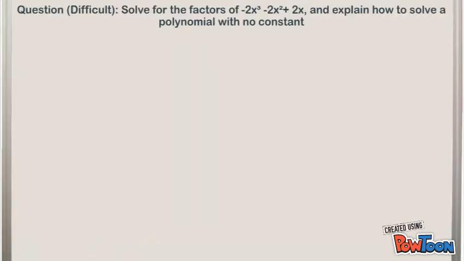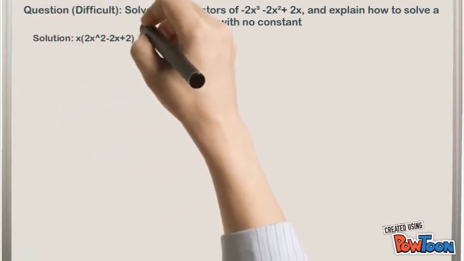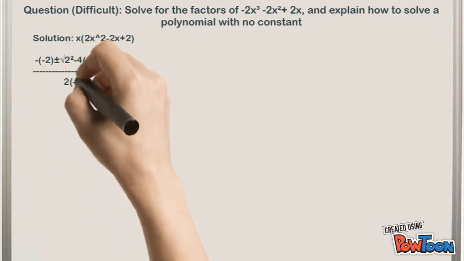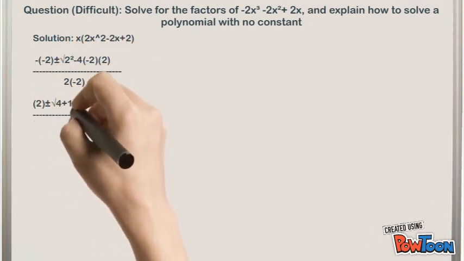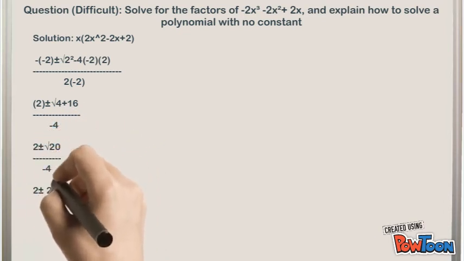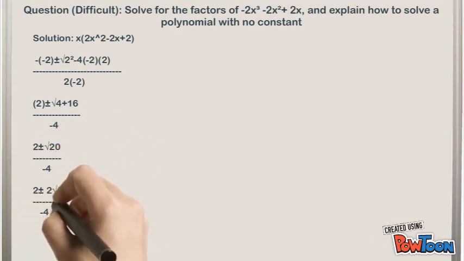Okay, so the difficult question. Solve for the factors of negative 2x cubed minus 2x squared plus 2x and explain how to solve a polynomial with no constant. Since there is no constant, we have to factor out x. So it's going to be x times negative 2x squared minus 2x plus 2.